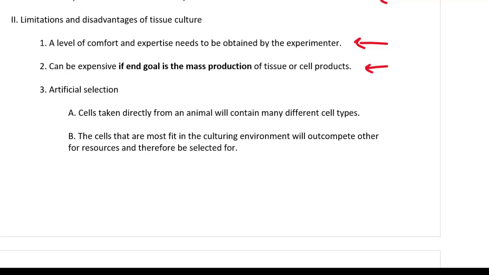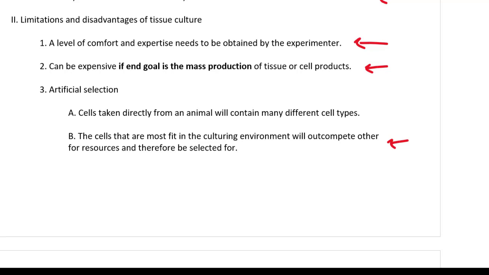For example, if I take tissue from the liver, from where I took it in the liver, it could be that a majority of those cells in that tissue are hepatocytes, which are the liver cells, right? Within that tissue will also exist resident immune cells, fibroblasts, and etc. These are other cell types that are in the tissue that support the organ and the tissue itself. The cells that are most fit in the culturing environment will outcompete others for resources and therefore be selected for.